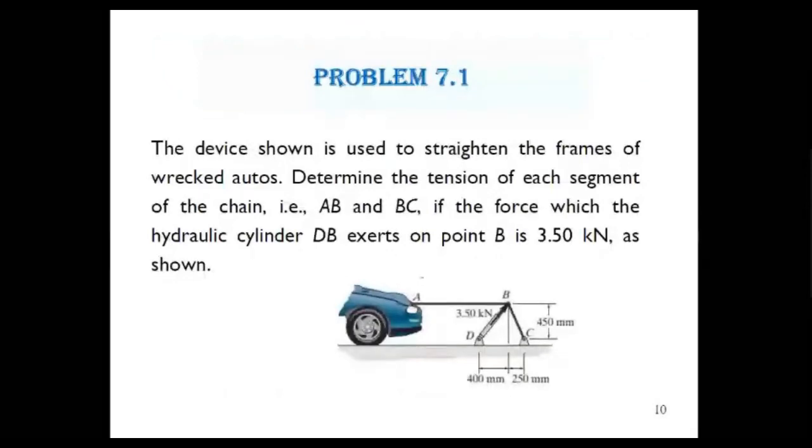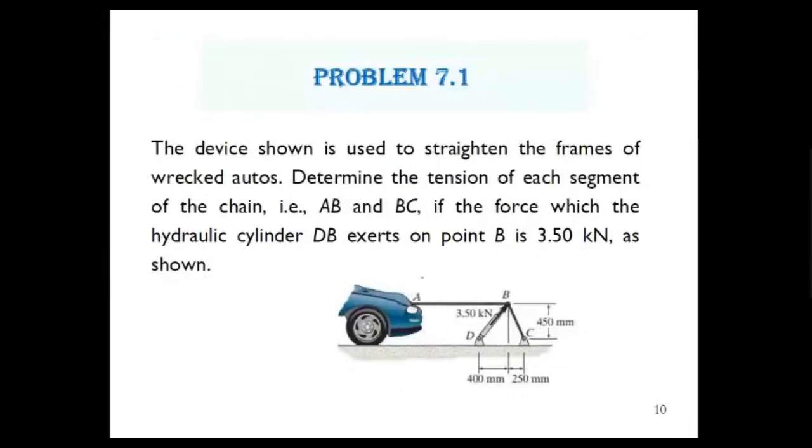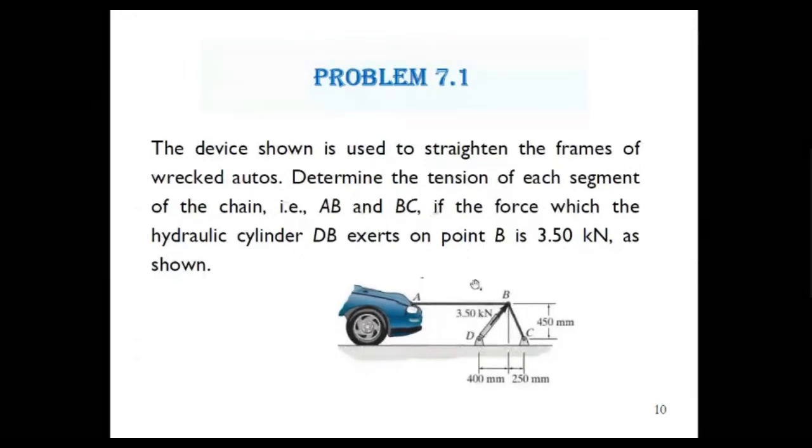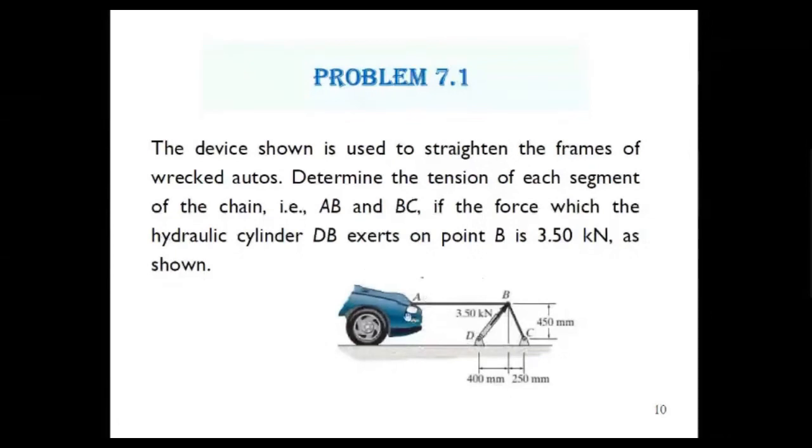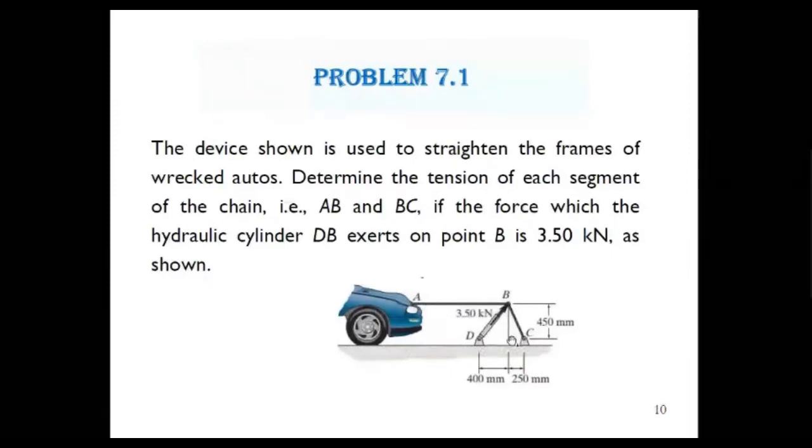It is a three-step procedure: the free body diagram, the equilibrium equations, and the solution of the equilibrium equations. We will follow these three steps to solve the problem. To further demonstrate the basic concept, let's look into the first problem. The device shown is used to straighten the frames of wrecked autos. Determine the tension of each segment of the chain AB and BC if the force which the hydraulic cylinder DB exerts on point B is 3.5 kilonewton as shown.